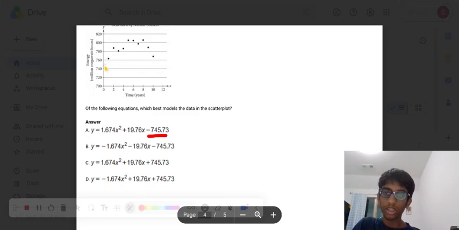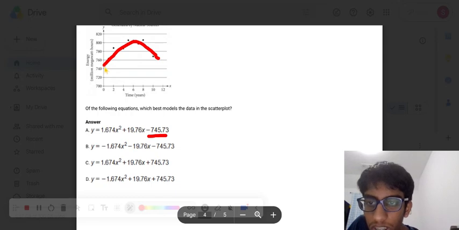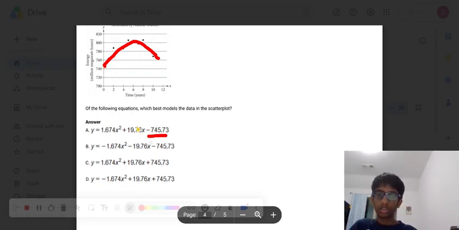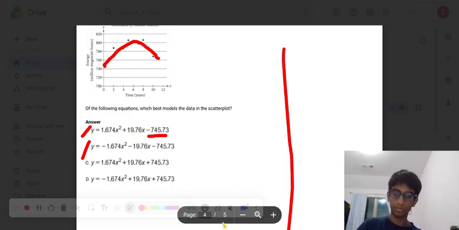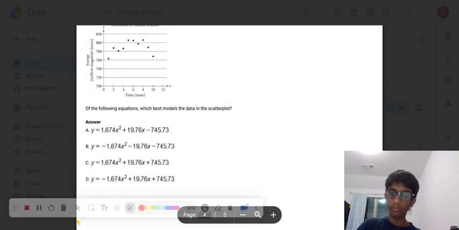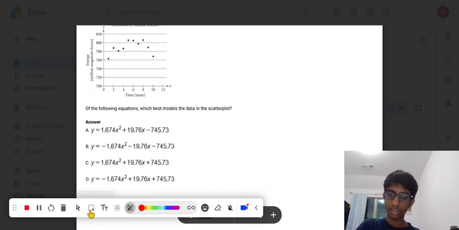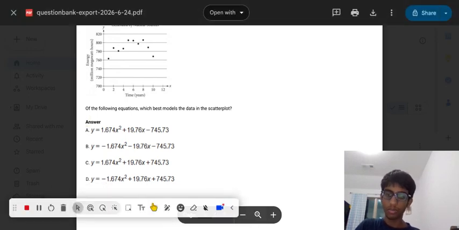If you look at this, the curve of the quadratic approximately follows this, and this is around 750, right? So that means we can immediately eliminate A and B because here it's showing negative 745.73. In C and D, however, both of them are positive and far more accurate. Now, what is the next thing that we know about quadratics? Let me erase this one. Yeah, A and B are eliminated.